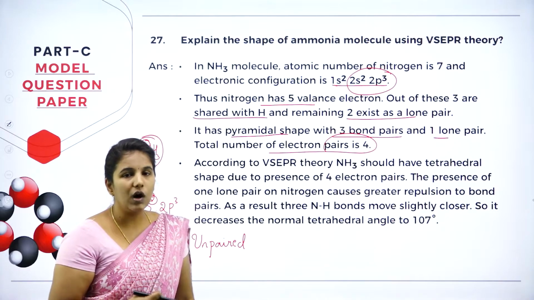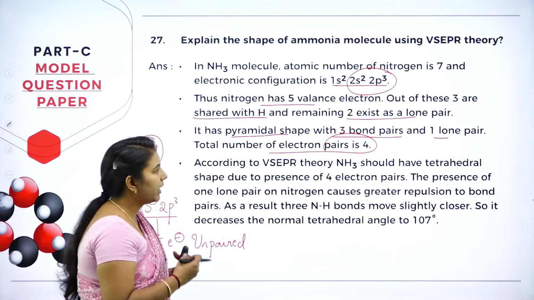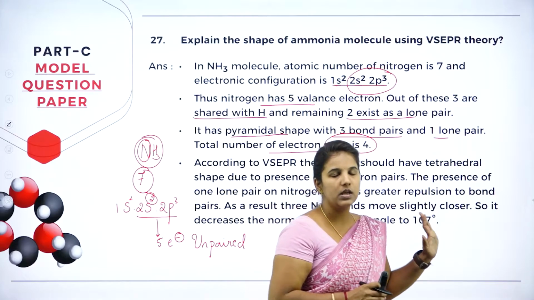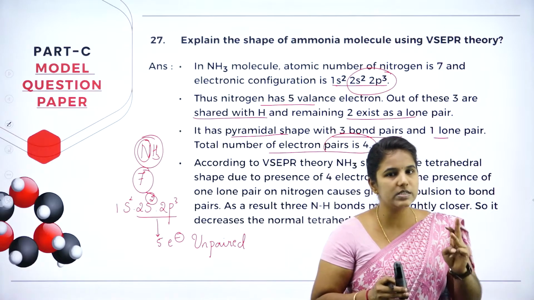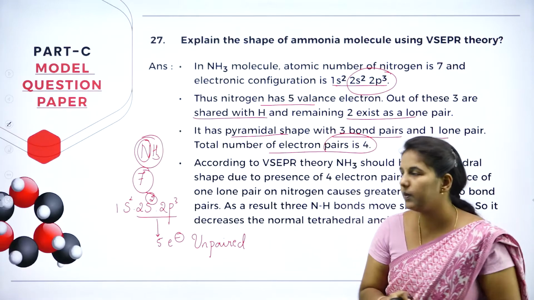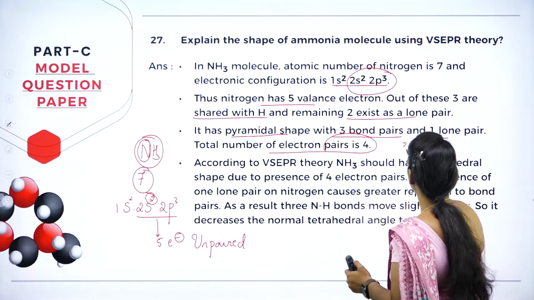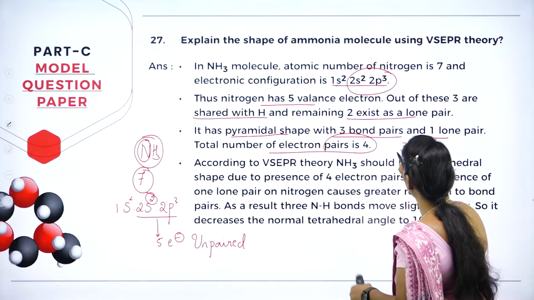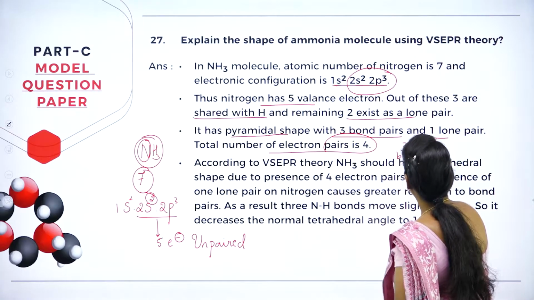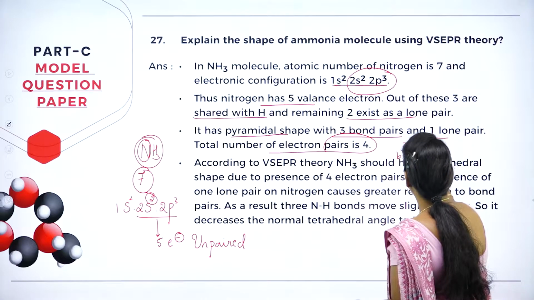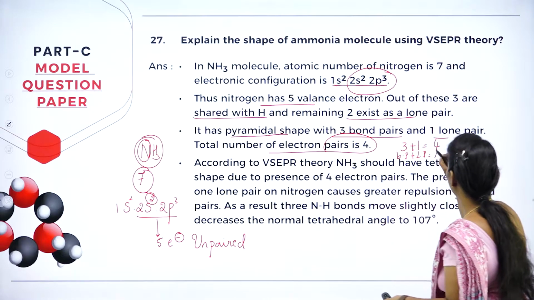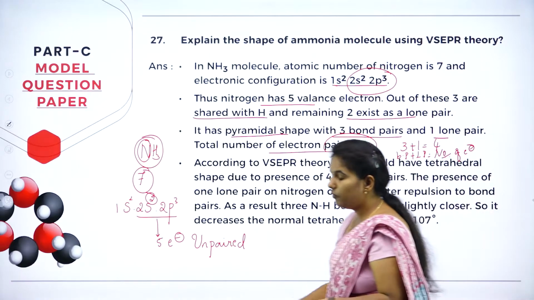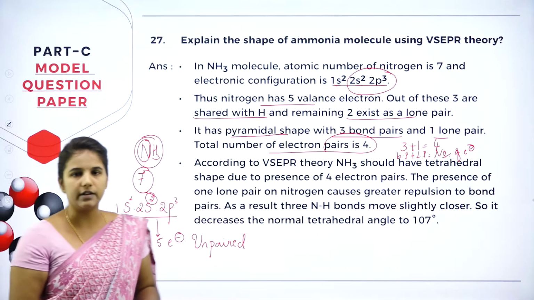Okay. So, how do we calculate the number of electron pairs? By counting the number of bond pairs and lone pairs. So, the number of bond pairs is 3 and there is 1 lone pair. So, it is 3 plus 1, which is equal to 4. And 3 is nothing but the bond pairs and 1 is nothing but the lone pair. This is the number of electron pairs in the nitrogen atom.